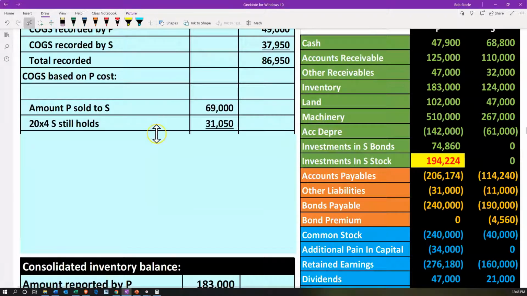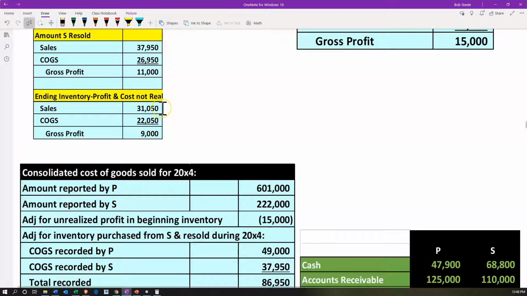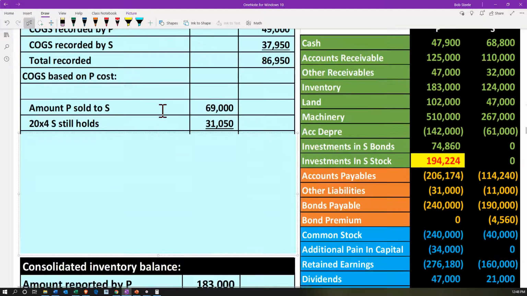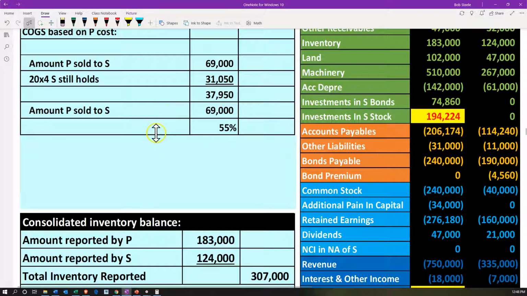So we got the 69,000 was sold, and at 2000 X4 S is still holding on to the 31,050. So in other words, this 31,050 is what has not yet been sold at the end of the day. And so we have the difference of the 37,950 amount P sold. So we're going to compare that to the amount that P sold, and we get basically the 55% ratio in terms of the amount resold. In other words, 37,950 divided by the 69,000. So 55 is the percentage that was sold, amount P sold to S.